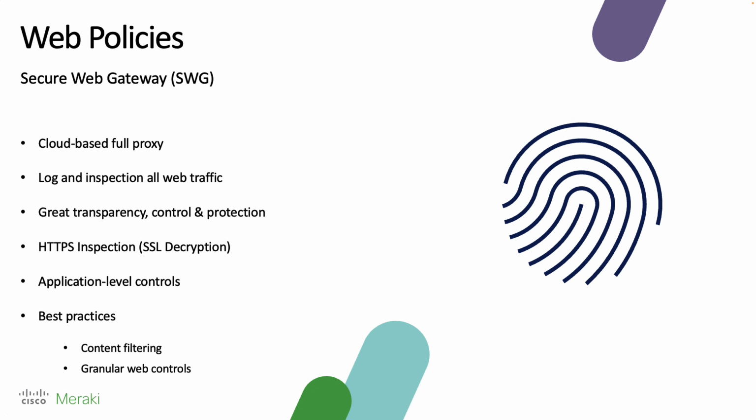We can also enable HTTPS inspection to start decrypting our users' web traffic, to start scanning for any malicious files with file analysis. Best practices dictate that we should use web policies for content filtering purposes, and this is in part due to the way that we have additional granular web controls within the policies.